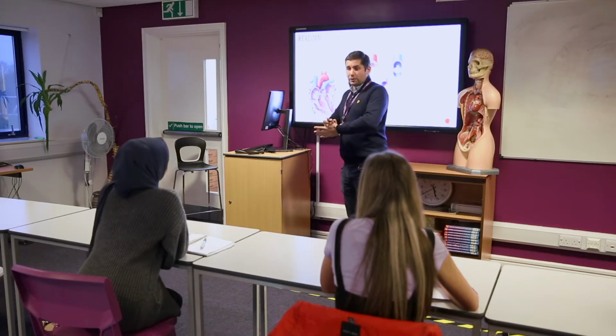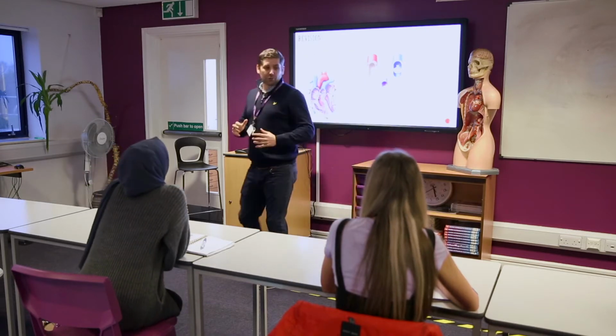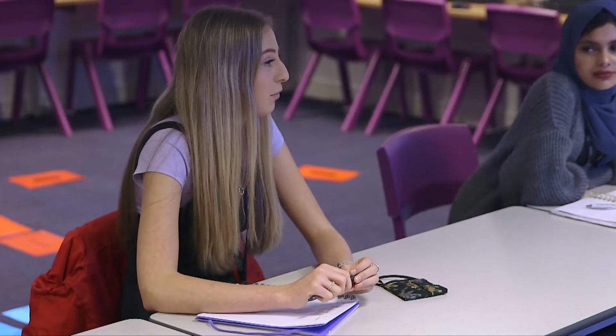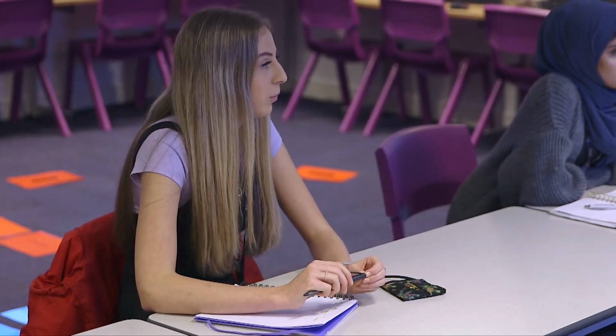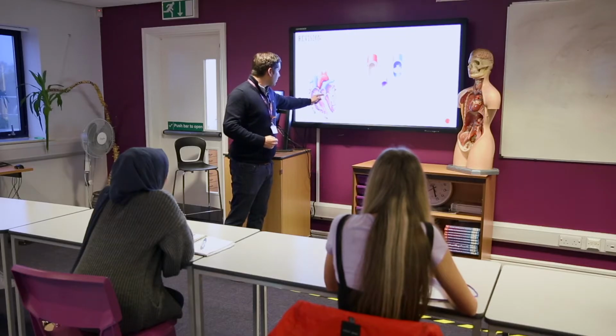Okay, Shadia, can you name me another valve? The tricuspid valve. Tricuspid valve, where will we find that? Between the right atrium and the right ventricle. Spot on. Brilliant, well done. So we have that tricuspid valve. Amy? Aortic valve. The aortic valve. Where's the aortic valve? Which chamber does it come out of? Comes out of the left ventricle. Comes out of the left ventricle, right here.